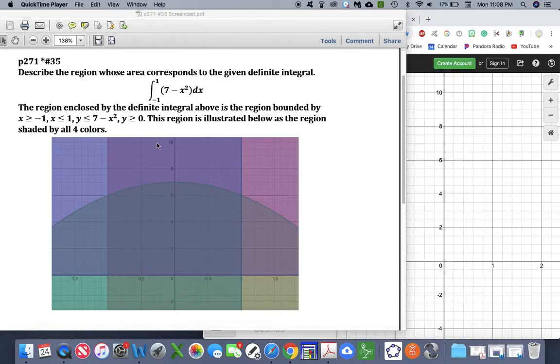My first exercise was kind of short. I had page 271, number 35. So this is my solution to that. It asks for this definite integral to describe the region that is bounded by it.